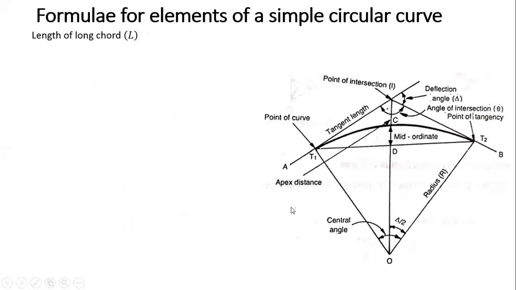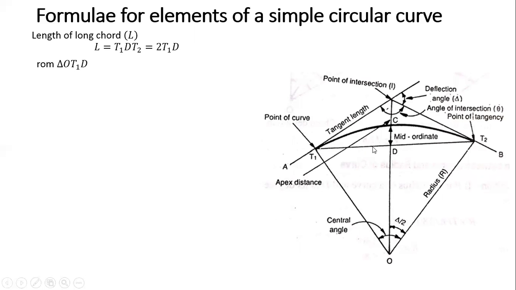Next, we have the long chord. Long chord means from here to here. Clear? So this is denoted by capital L. So this L is equal to T1 D T2. So this is equal to twice T1D, because this is a midpoint, from here to here. Now consider this triangle. Again, this is a right angle triangle. You have to apply simple trigonometry here and calculate the value of T1D.